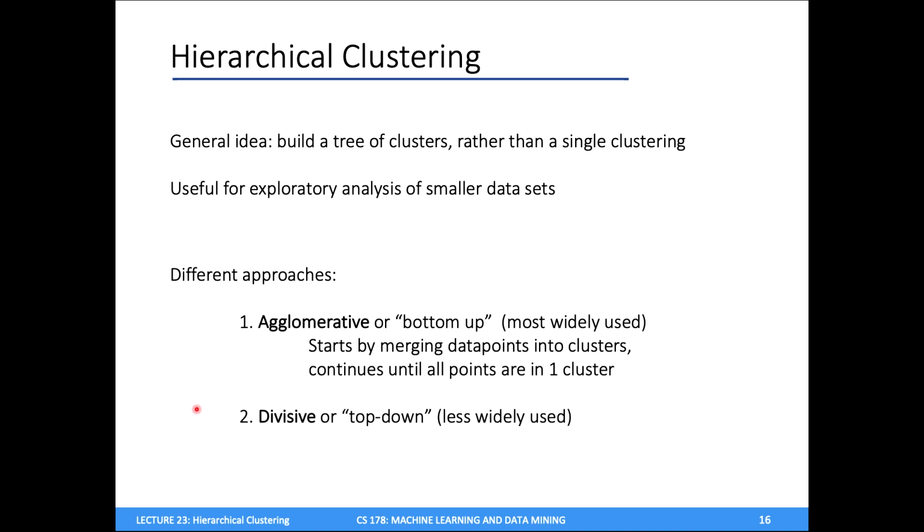There's also divisive or top-down clustering, where you start with all your data and break it down into smaller clusters. We won't be looking at this in the lecture because it's not really used all that often in practice, and so we'll focus on this agglomerative clustering setup.